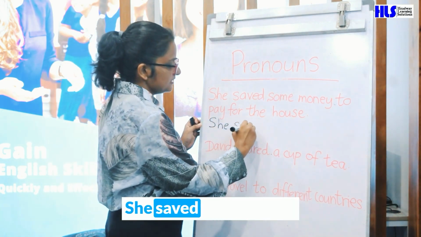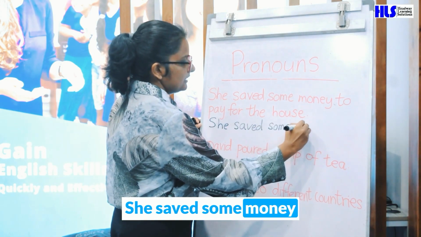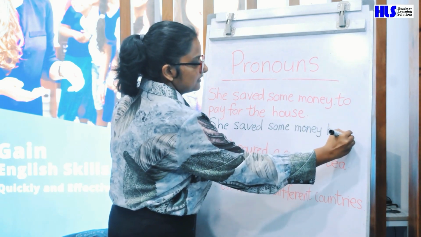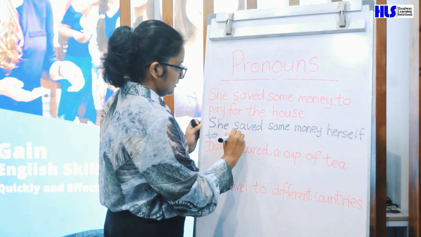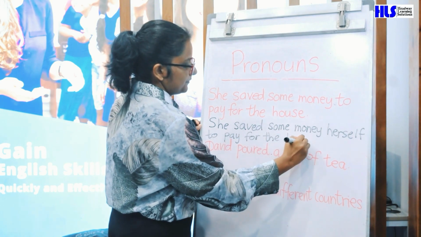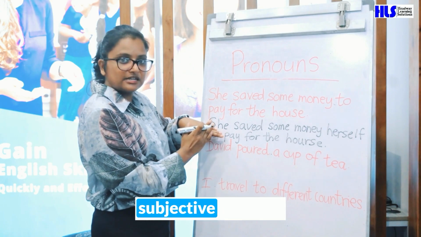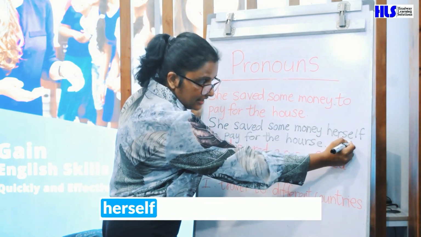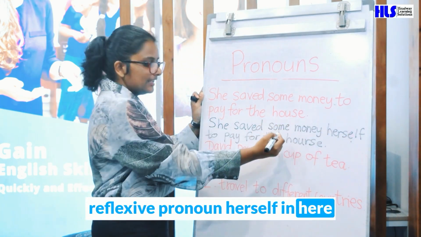She saved some money herself to pay for the house. She is the pronoun, subjective pronoun. She did this action all by herself. Therefore, you put the reflexive pronoun herself in here.